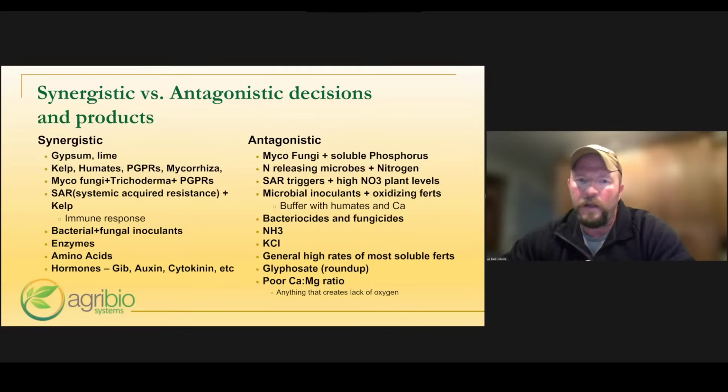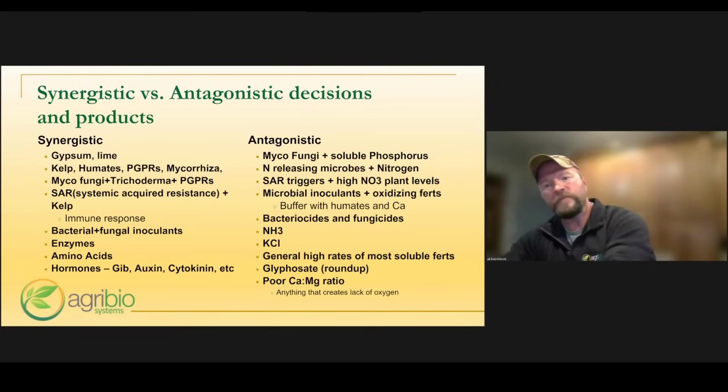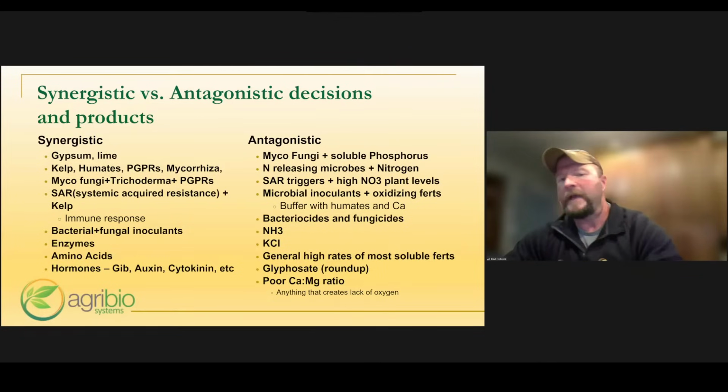Kelp, humates, mycorrhiza, fungi, different beneficial bacteria, protozoa, nematodes, systemic acquired resistance. There are a lot of things in terms of synergies that can help improve the curve of success in making this transition. But again, if we're taking 4 or 5 steps forward, we want to keep moving forward. We don't want to be utilizing antagonisms that cause us to go backwards.